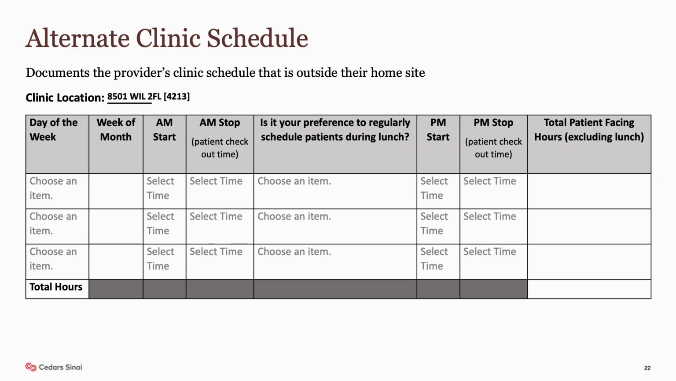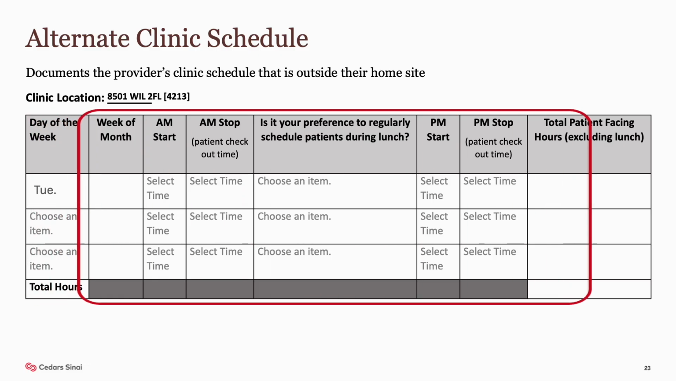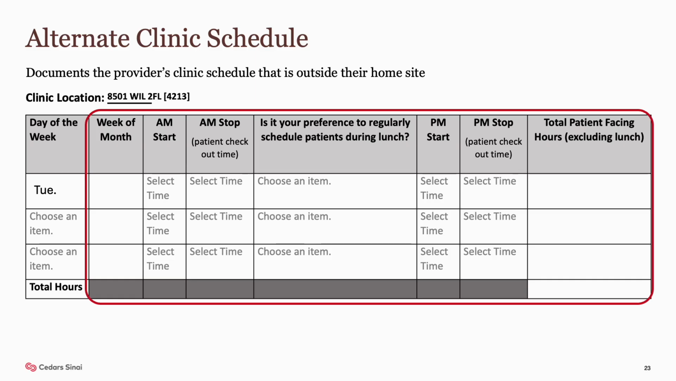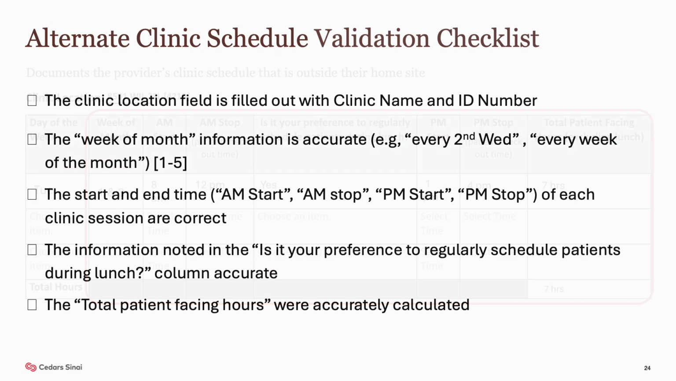For this section, the table is almost the same as the clinic schedule section, but the only difference is that in the day of the week column, you need to indicate which day of the week you are referring to when filling out the table. Besides that, follow the same principles as the clinic schedule section to fill out the remaining parts of the table. Filling this section out will help capture all patient-facing time, not just what happens at the home site. In the case that the provider doesn't have a clinic schedule at an alternate location, you can skip this section. That wraps up the alternate clinic schedule section.